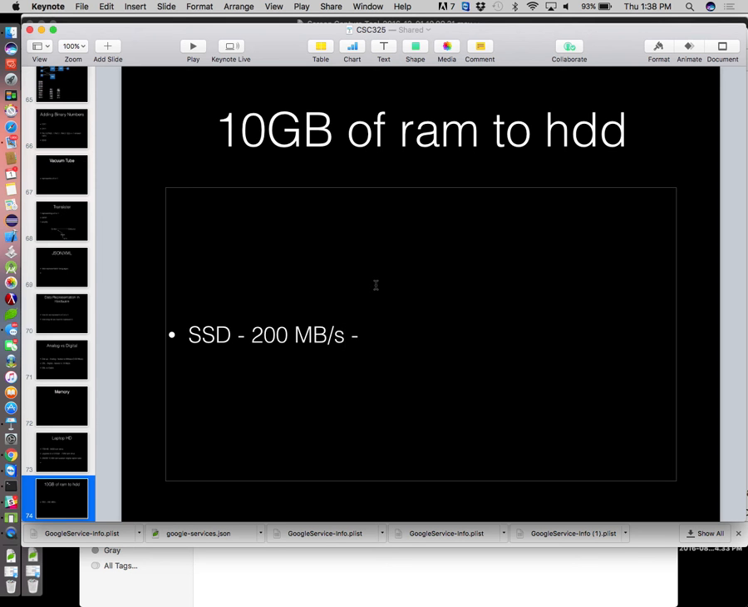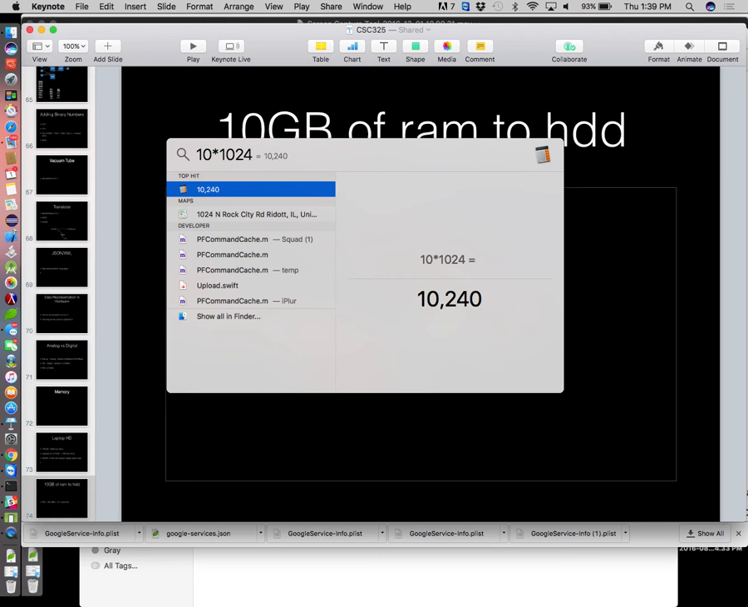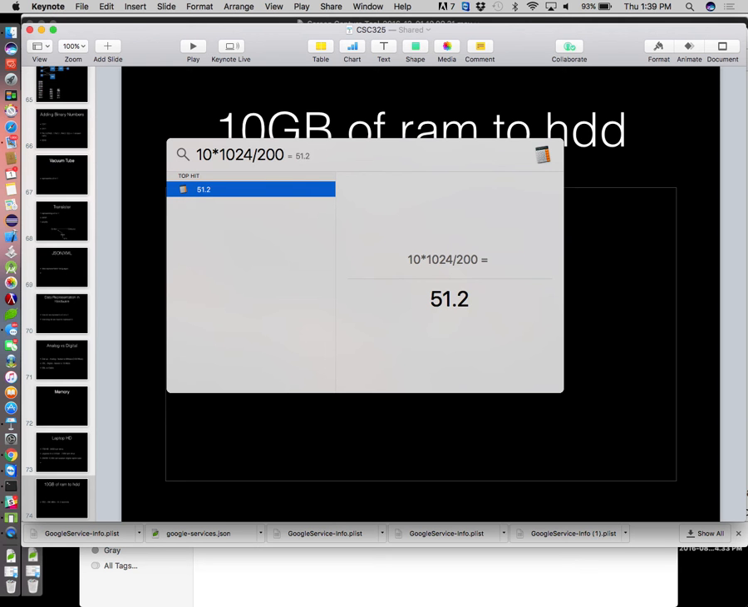Okay, so what do we get? 51.2 seconds. So we take 10 gigabytes, so 10 times 1,024, that gets us megabytes. Megabytes, that's like a super vitamin or something. Megabytes, we divide that by 200, we get our 51.2. So 51.2 seconds is the amount of time it will take to move that 10 gigabytes from RAM into your hard drive.